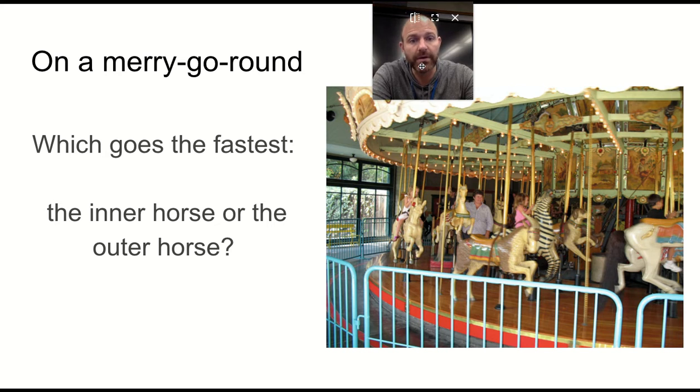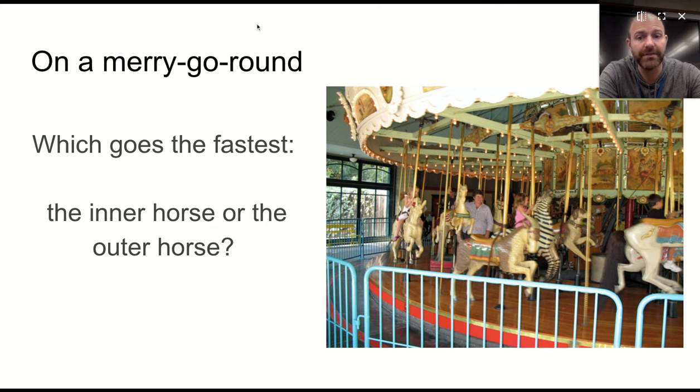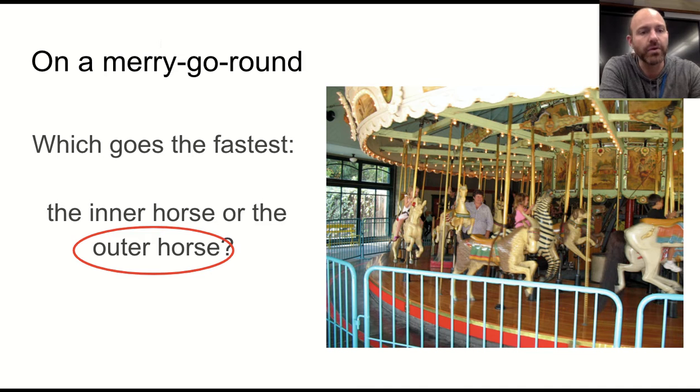What about on a merry-go-round? Which horse will actually be traveling the fastest, the inner horse or the outer horse? Well, for the same reason, since the period is the same, the whole thing goes around once in a certain amount of time, the outer horse with the bigger radius, or distance from the center, will be going fastest.